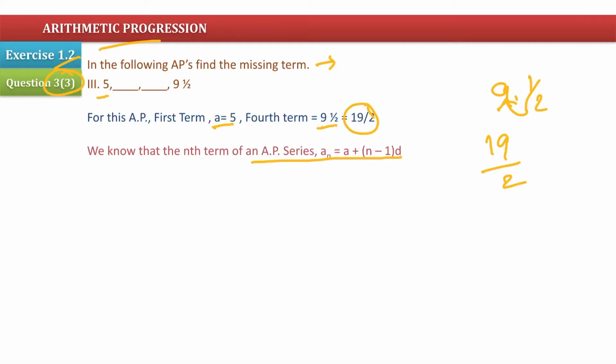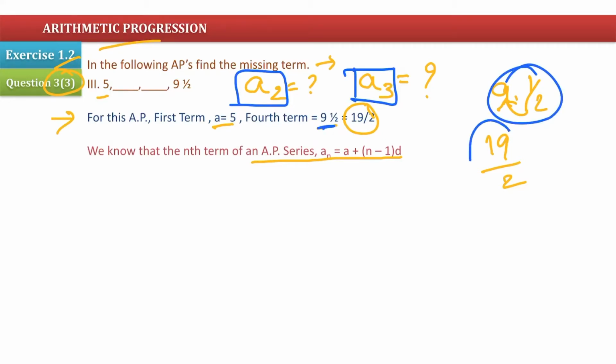Meanwhile, I have to find the value of A2 and the value of A3. They have given the fourth term as 9 into 1 by 2, so I am going to write this as 19 by 2. Now I am going to put the formula, the AP series, AN equals A plus N minus 1 into D.